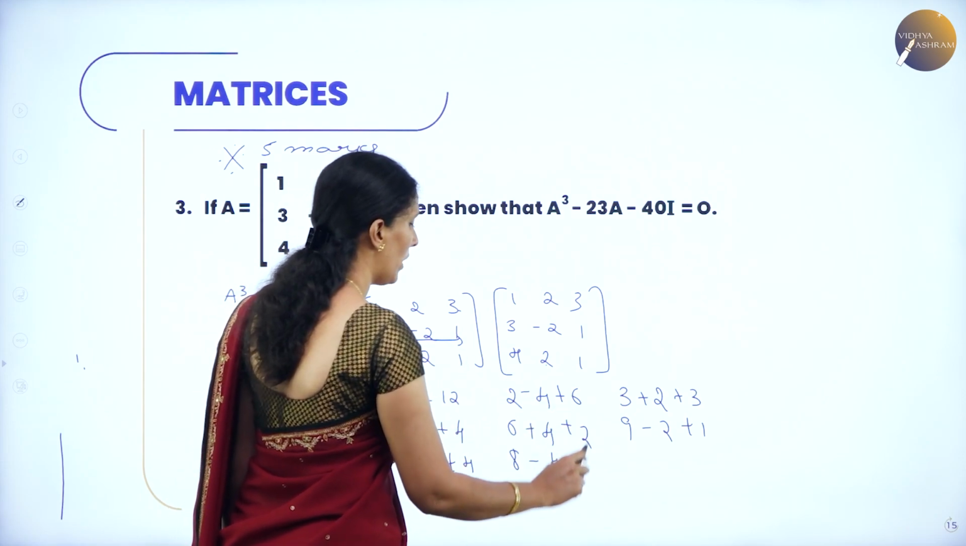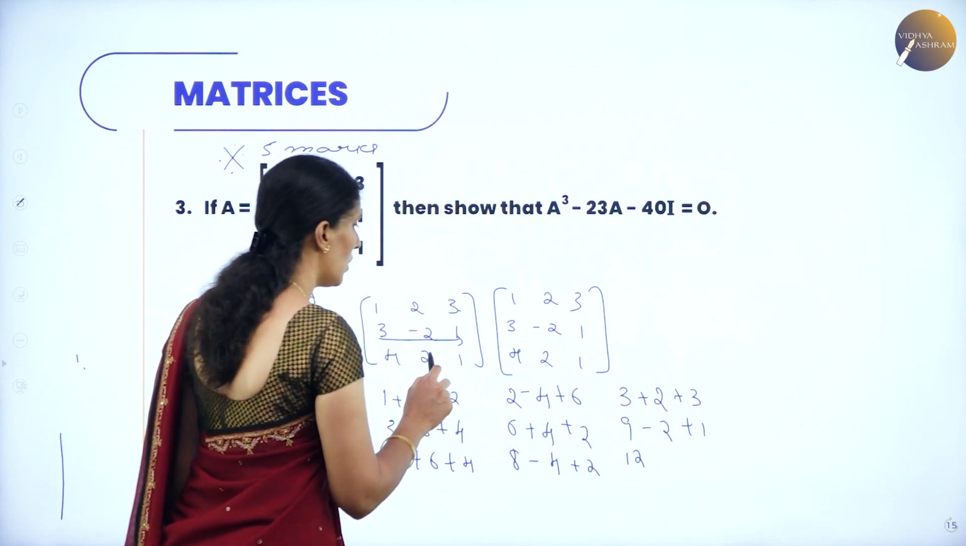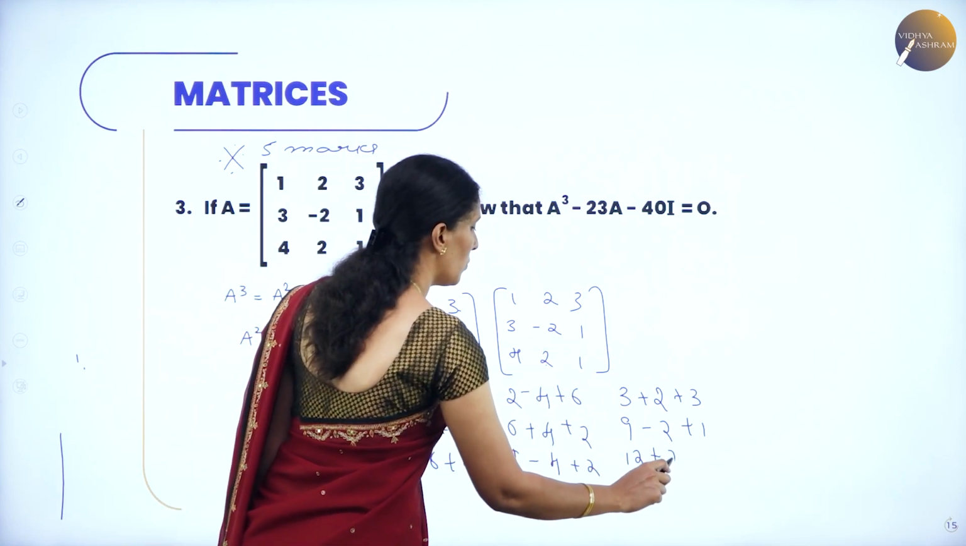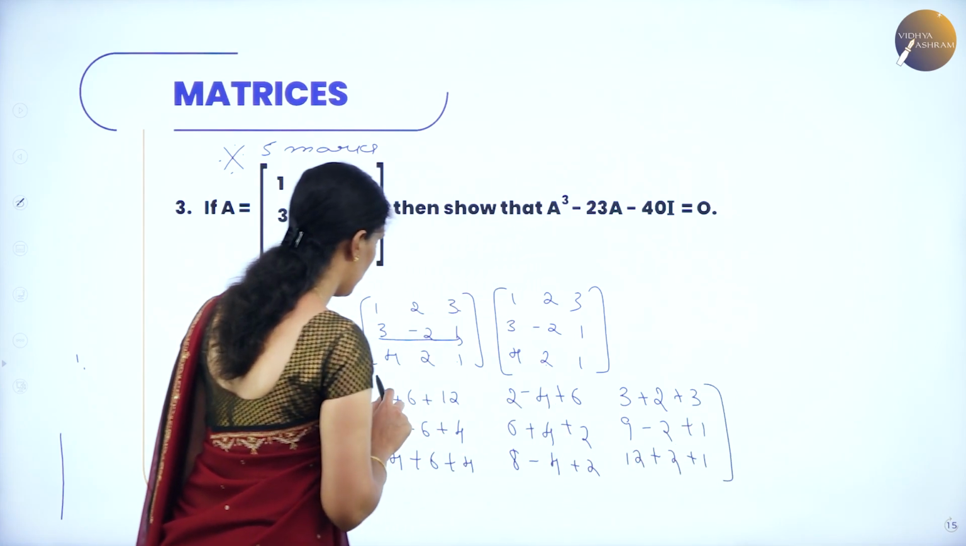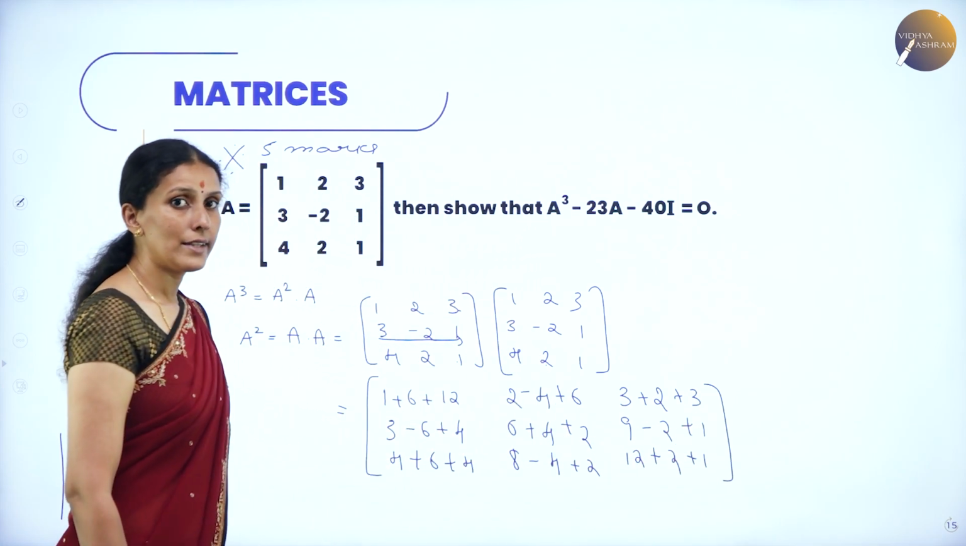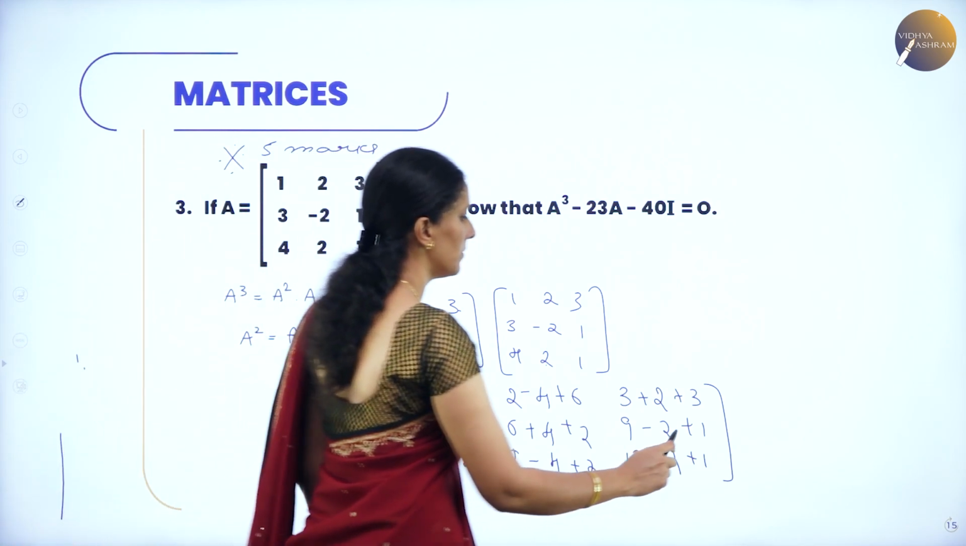Next we have 1 2s are 2. Next 4 3s are 12, 2 into 1 plus 2 and 1 into 1, 1. So let's see now what is A square. Let's add this here.